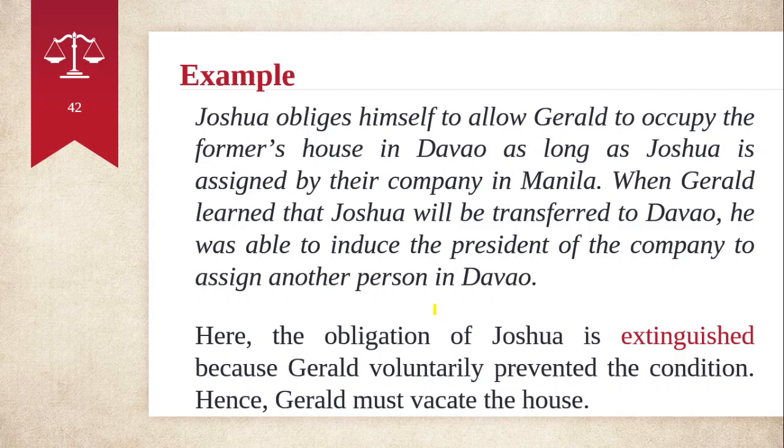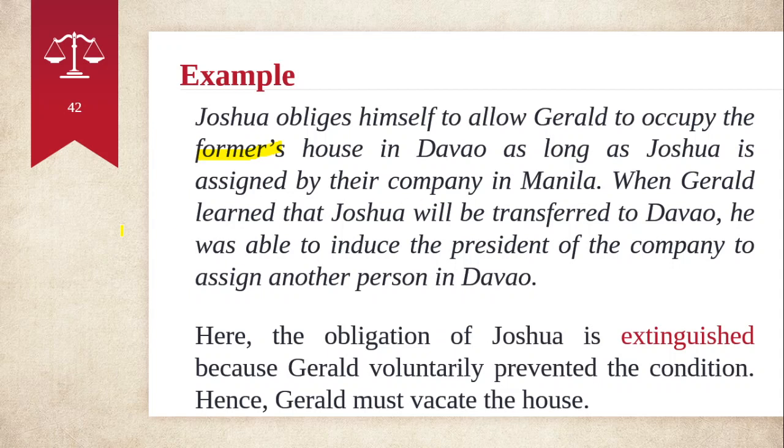Joshua obliges himself to allow Gerald to occupy the former's house. So, former, ibig sabihin si Joshua, okay? So, sabi ni Joshua, sige Gerald, ikaw na muna ang magstay dito sa bahay ko sa Davao. Kasi, andun ako sa Manila. So, as long as andun ako sa Manila, ikaw muna ang titira sa bahay ko. So, tuwang-tuwa naman si Gerald. When Gerald learned that Joshua will be transferred to Davao, ayan, narinig niya na, parang ma-assign ulit si Joshua sa Davao. So, ibig sabihin, papaalisin na siya doon sa bahay kasi babalik na si Joshua.